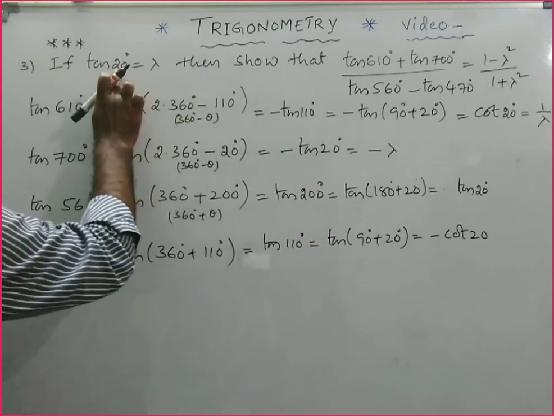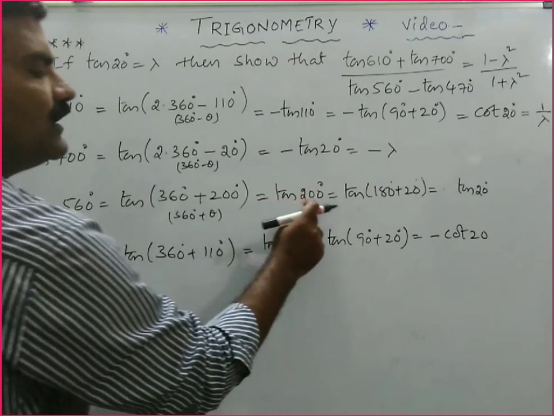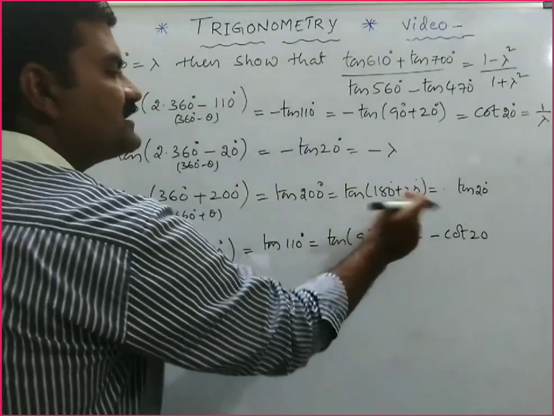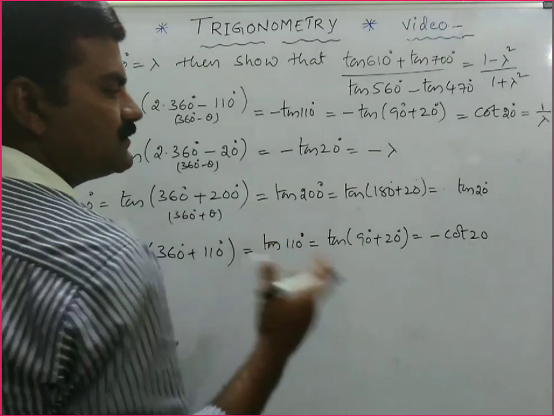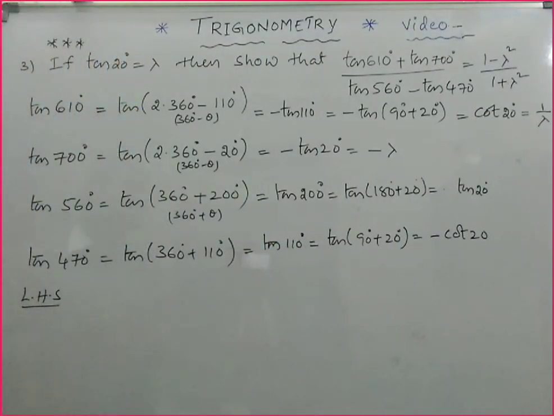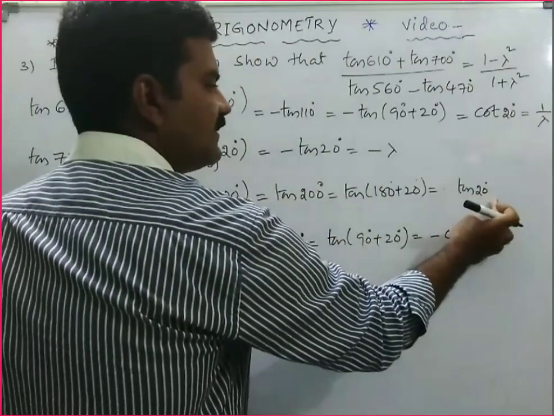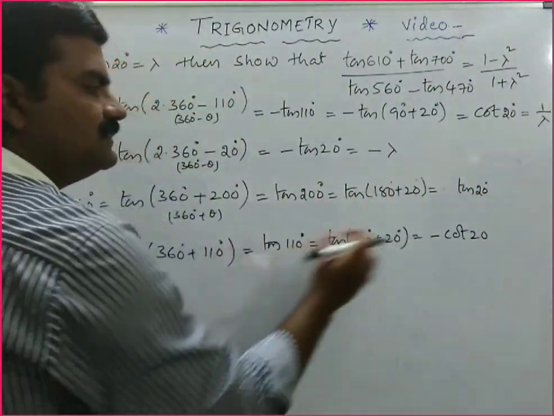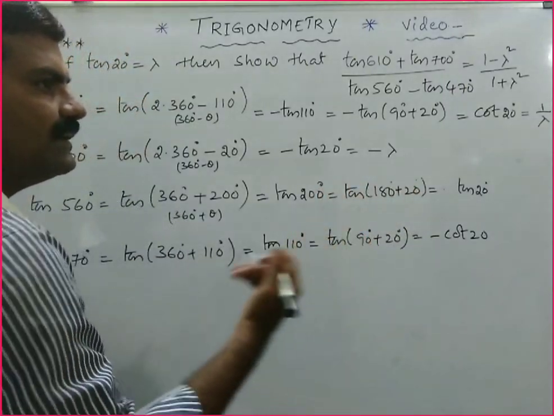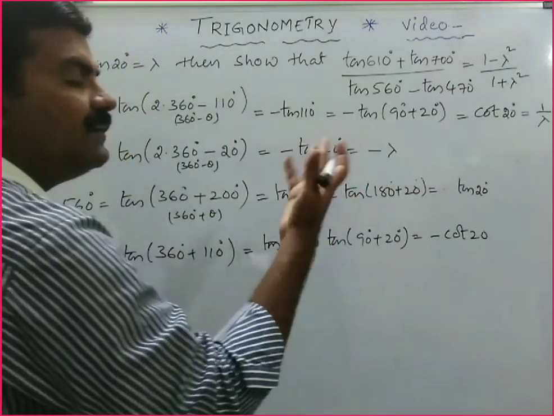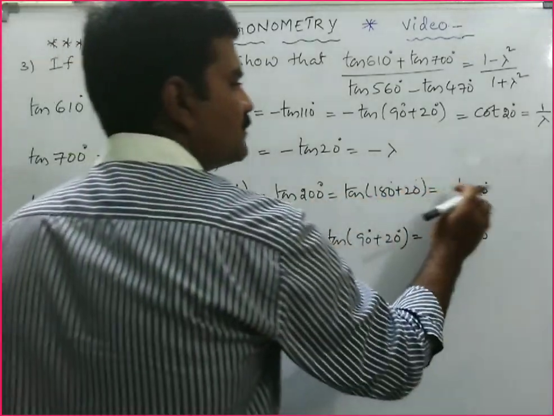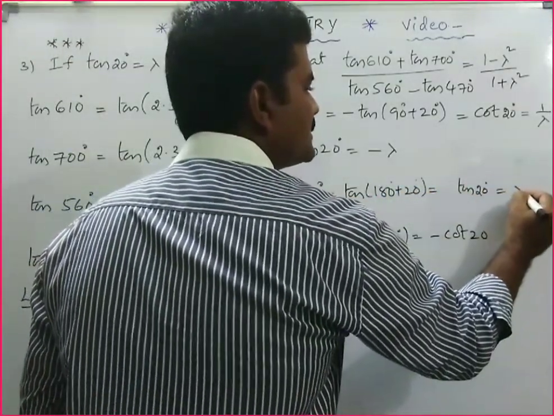But finally we need to express it in terms of 20, no? So now 200 I want to express as 180 plus 20. Once again, two questions you need to ask regarding these allied angles. One is whether there is a change in the trigonometric ratio or not, and the next one is about its sign, whether it is plus or minus. Now because of 180, tan remains tan, and 180 plus theta is the third quadrant. In the third quadrant, tan and cot are positive. So this is equal to plus tan 20, which is lambda.